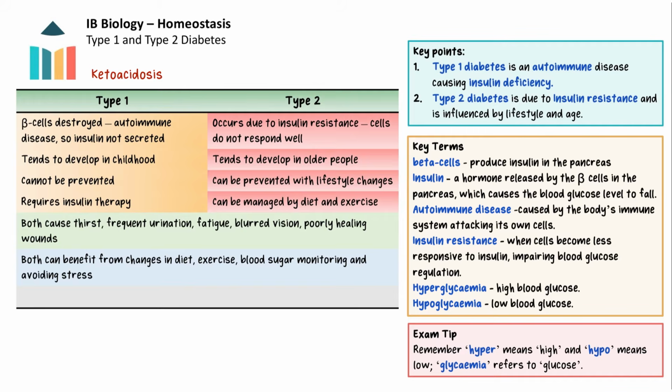The pancreas may still produce insulin, but over time the beta cells become less efficient. Type 2 is strongly linked to lifestyle factors such as obesity, poor diet, and inactivity, though age and genetics also contribute. Symptoms are similar to type 1, but often milder at first.